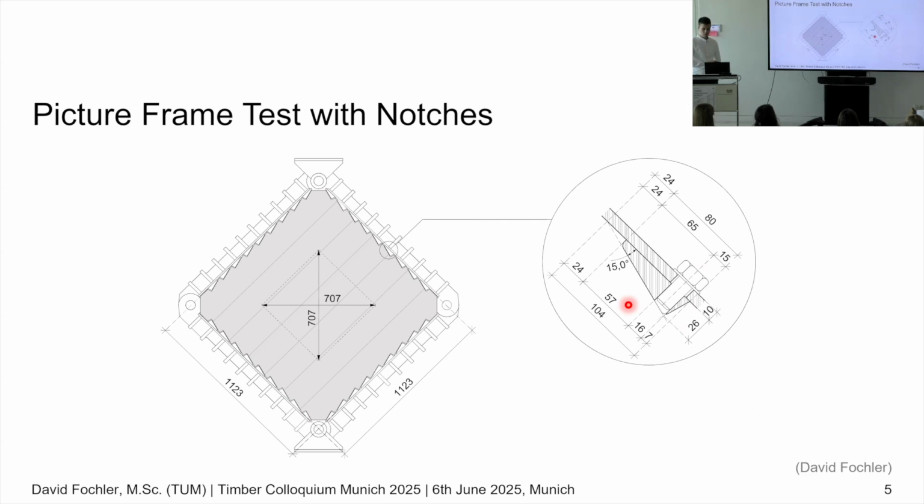They look quite small, only 80 millimeters long and 26 millimeters deep. There are 9 notches along the edge, so it makes a total of 36 notches. And they are oriented for the vertical compression load. So we have vertical load and load introduction downwards and upwards.